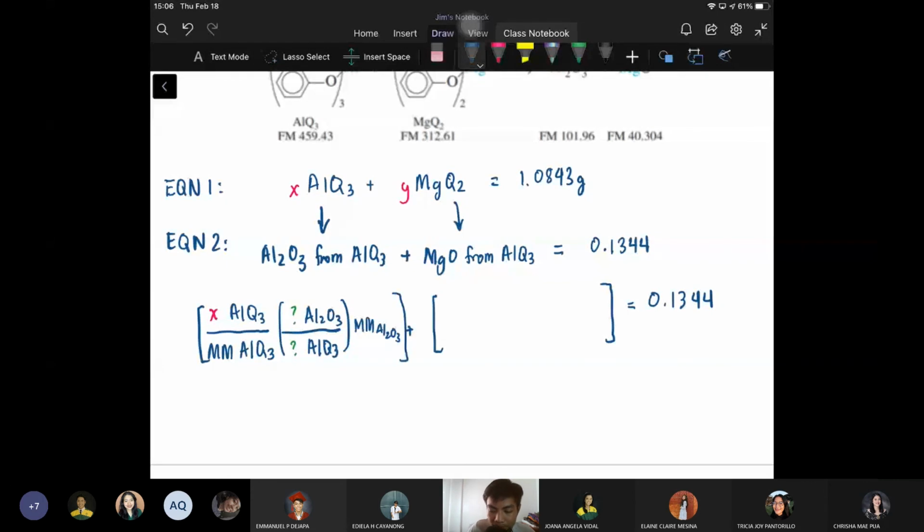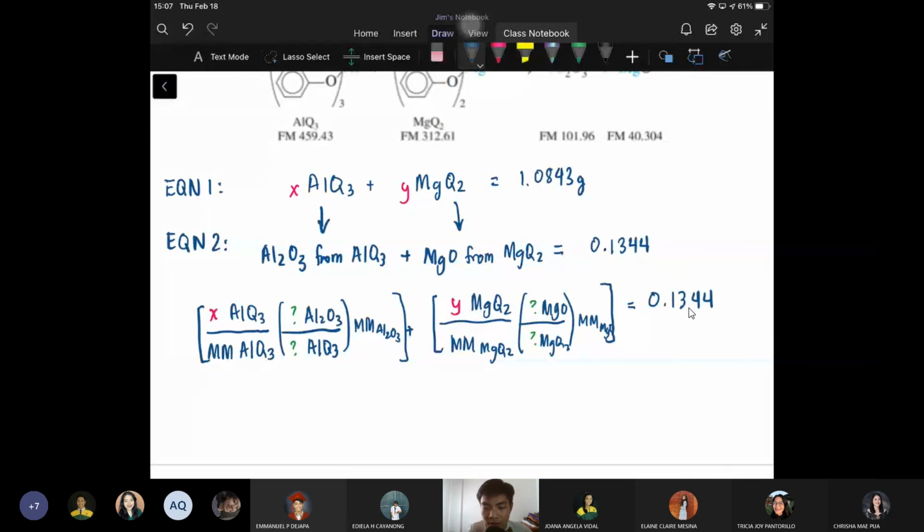Ganun din dito sa kabila. So, you start with MgQ2 pala to. So, you start with MgQ2, a known mass. You divide that by molar mass ng MgQ2. Then, convert mo yan, MgQ2 to MgO. Ano kaya yung coefficients dyan? Kayo na bahala mag-isip. Then, you multiply it by the molar mass of MgO. And all of those are equal to this.